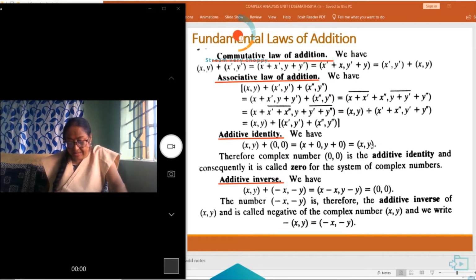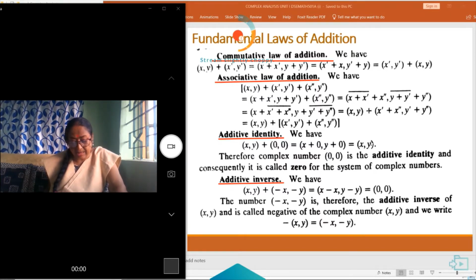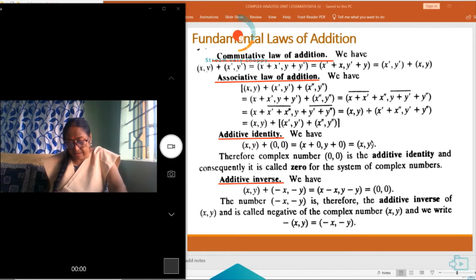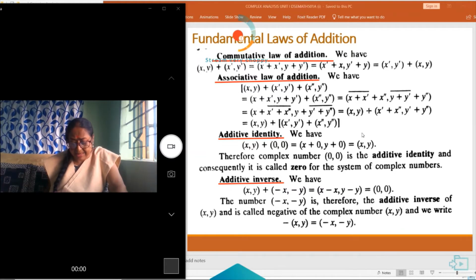Now the additive inverse. If the complex number is (x, y), then the additive inverse will be (minus x, minus y), so that we get x minus x, y minus y, equal to (0, 0), that is the identity element. So (minus x, minus y) is the additive inverse of the complex number (x, y). Minus (x, y) can be written as (minus x, minus y).